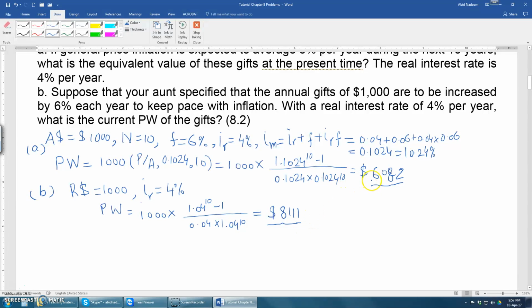As you can see, the answer now is greater than the previous answer. Previously we got $6,082. The reason is that previously the $1,000 were not increased to cover for the inflation, but now we are covering for the inflation, so the present worth of these gifts is now increased.